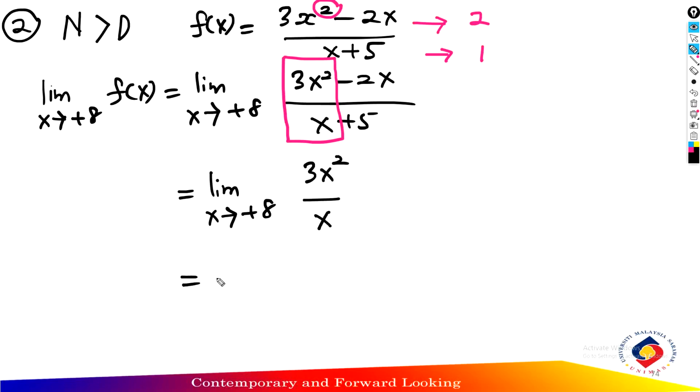Then here it equals the limit as x approaches positive infinity, and here you cancel, so it equals 3x. So find the limit of 3x as x approaches positive infinity, and then you substitute infinity into the function, and the answer here equals positive infinity. So the limit of f(x) as x approaches positive infinity equals positive infinity.